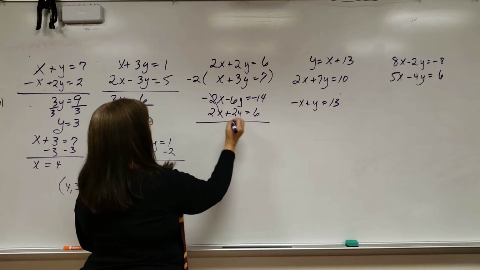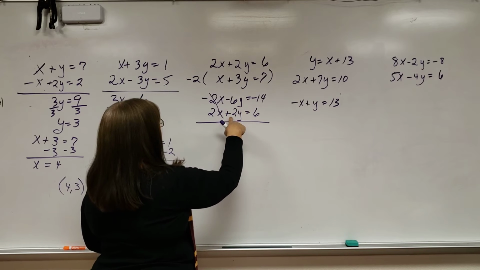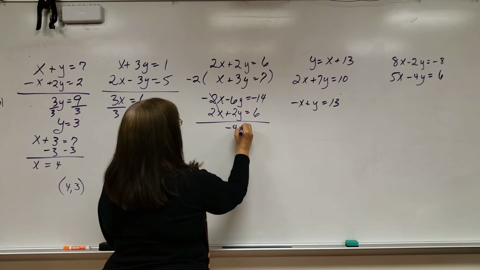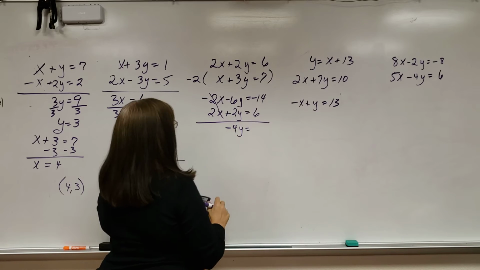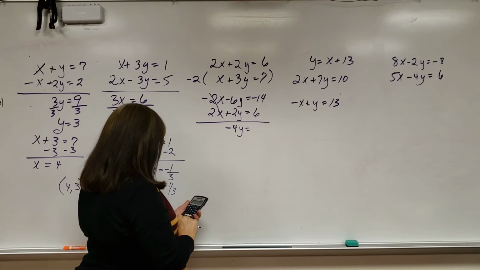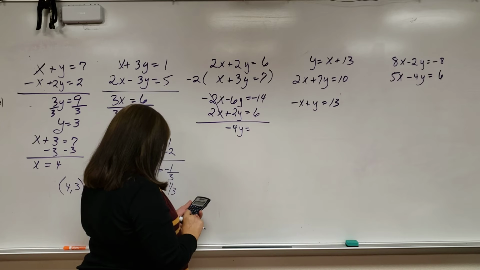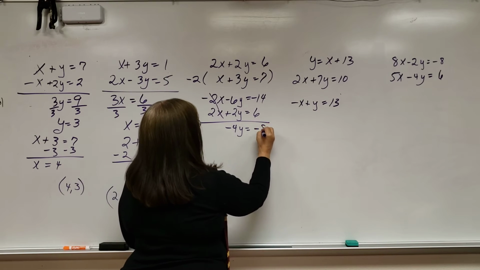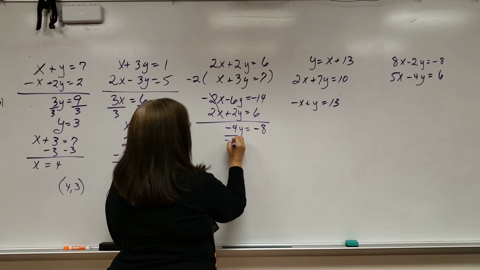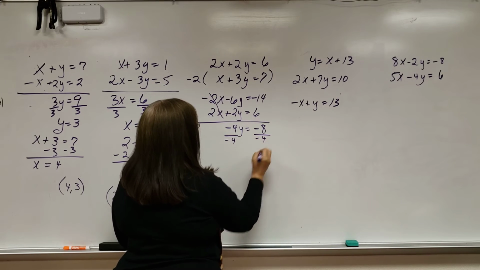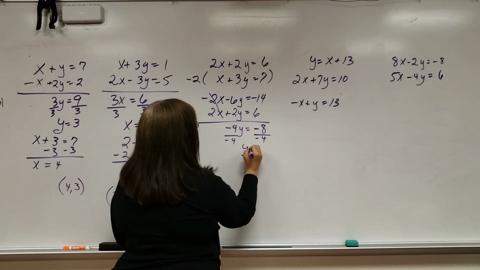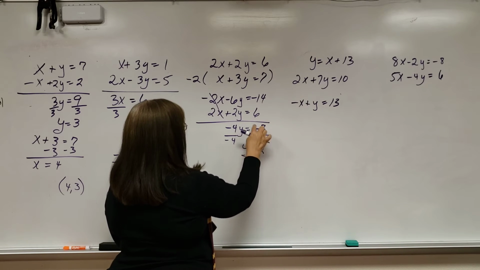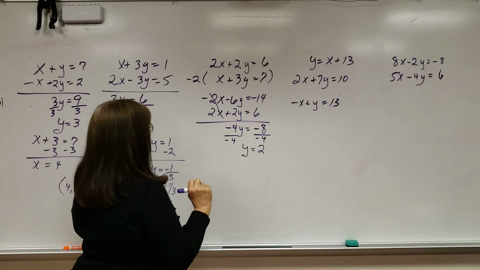This goes away. So I end up with negative 6 plus 2, which happens to be negative 4y, equals 6 minus 14. And that gives us a negative 8. I divide by negative 4 on both sides, and we end up with y equals 2. Remember, a negative divided by a negative is a positive.